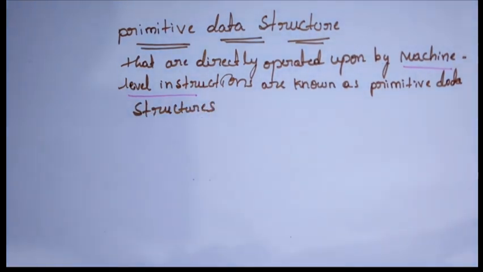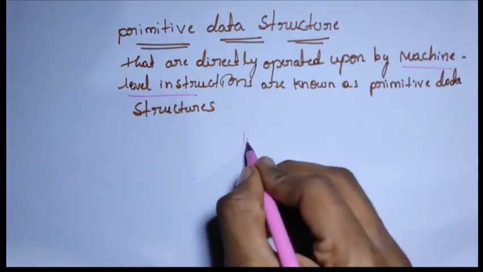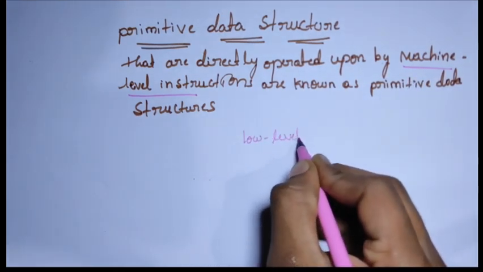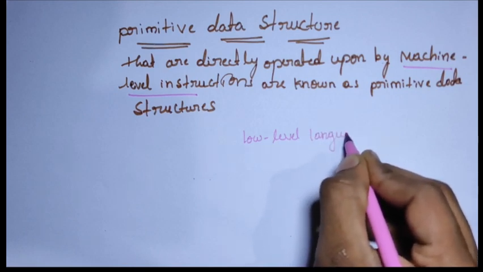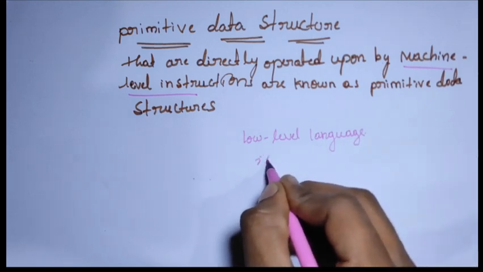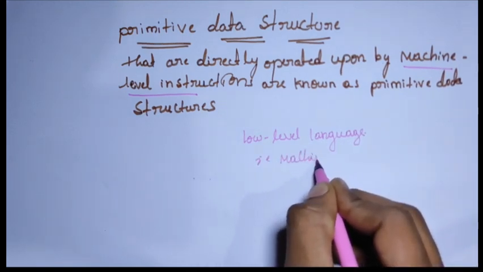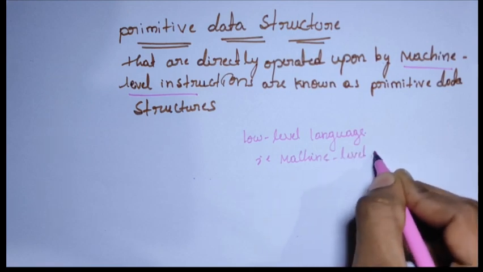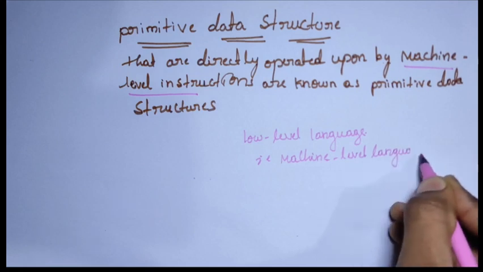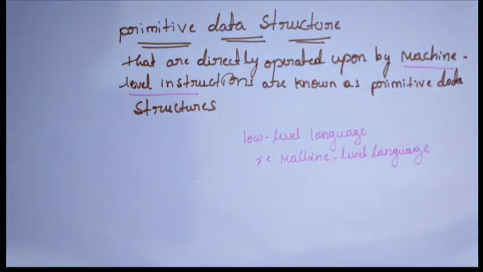Machine level instruction is basically what we know as a low level language, the machine level language. This is the only language the machine can understand. What we give in high level languages such as C, C++, Java, whatever the language you consider, you write a program, it has to be translated or converted into low level language. Then only the computer can understand.